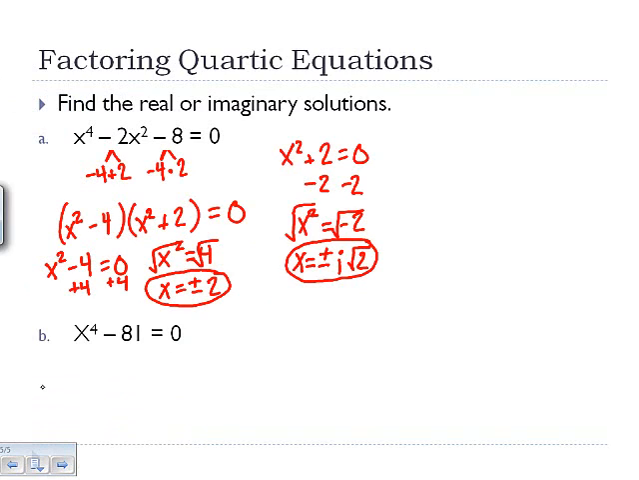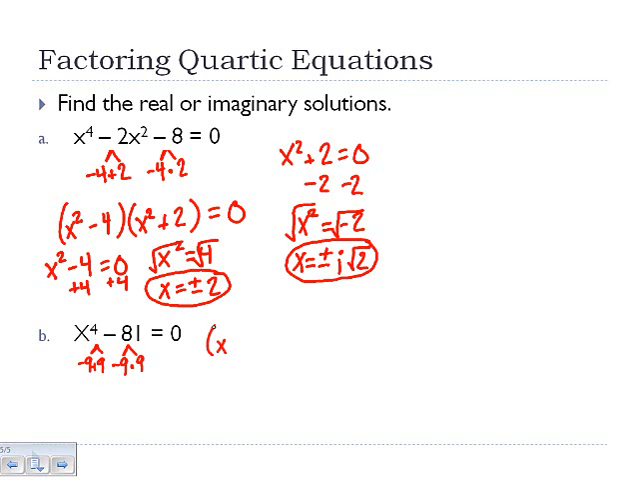Here's another quartic. Notice that this has no middle term. Just like in quadratics, we have to find the factors of -81 that make nothing in the middle, since there is no middle term. That would be -9 and 9, or -9 plus 9. -9 times 9 will make your -81, and -9 plus 9 will make your 0 in the middle.